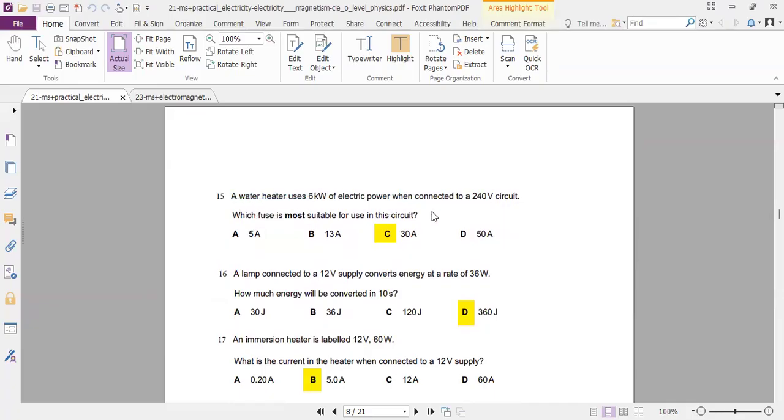6 kilowatts of heater, and it's connected to 240 volts. We will calculate the current. P is equal to VI. So the current will give you the rating of the fuse. That should be 30, nearest to the 30.